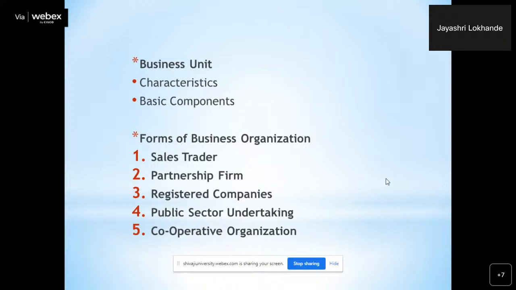Then what is a cooperative credit society? These are voluntary associations of people with moderate means formed with the object of extending short-term financial accommodation to them and developing the habit of thrift among them. Next is consumers cooperative society.